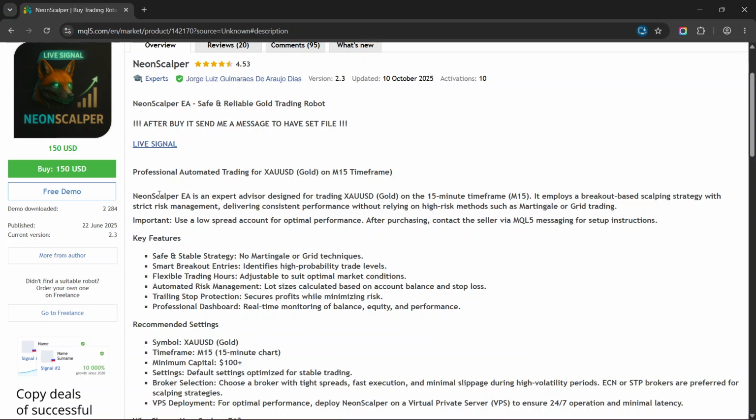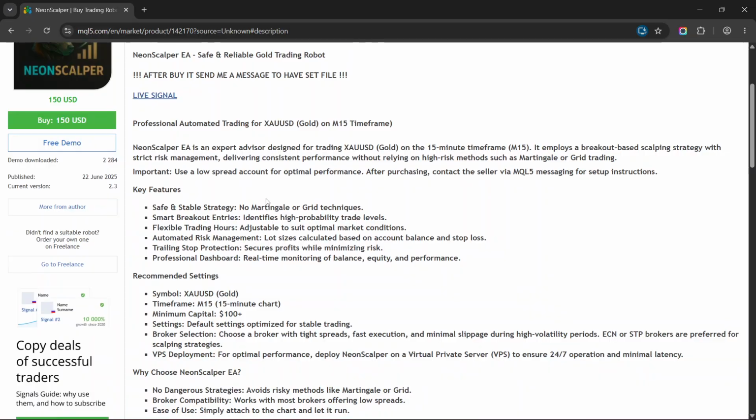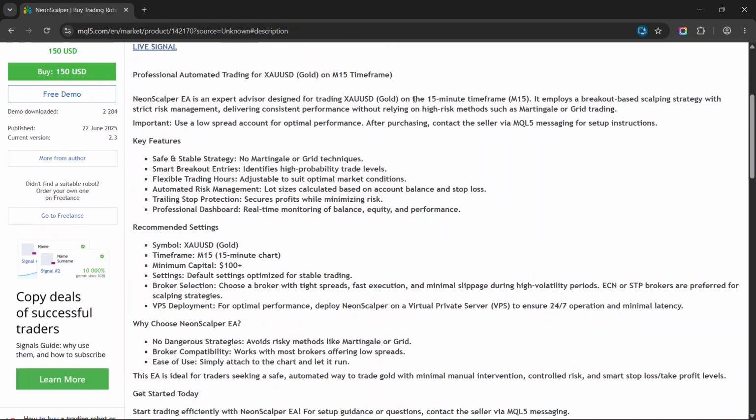First, what does the developer actually claim this thing does? According to the MQL5 product page for the NeonScalper, it is a breakout-based scalping strategy built specifically for gold on the 15-minute time frame. The seller stresses that it does not use martingale or grid trading and does not use any high-risk recovery method.